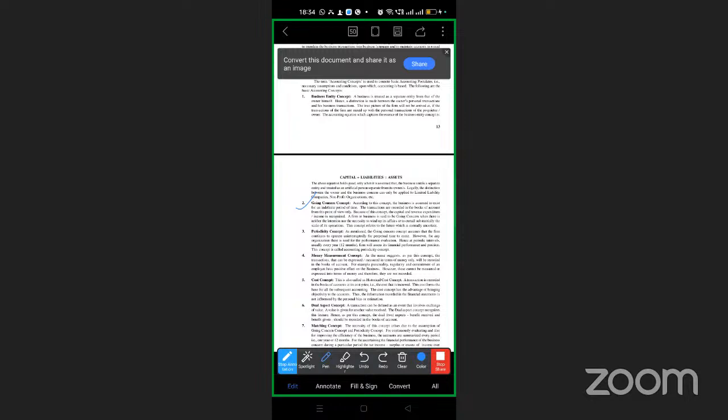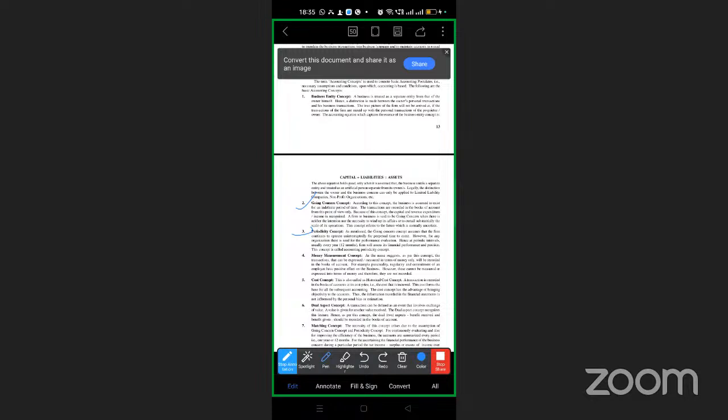Next comes the periodicity concept. In accounts, we have 12 months as the accounting year. For preparing accounts, we take a 12-month period of time, which may be either the financial year or the calendar year, depending on the company's interest, but mostly they go for the financial year. Why? Because they have to pay tax and so on. But it should have 12 months.